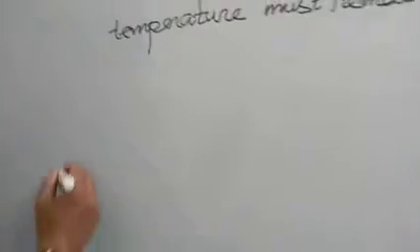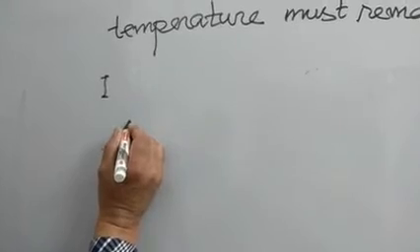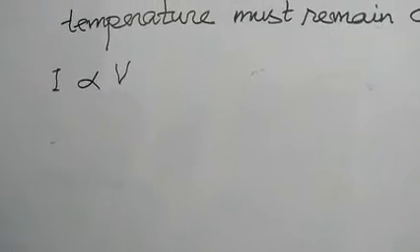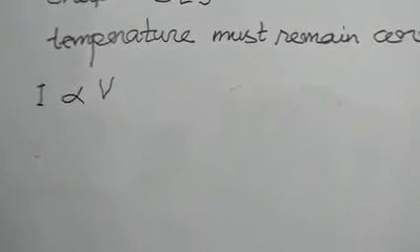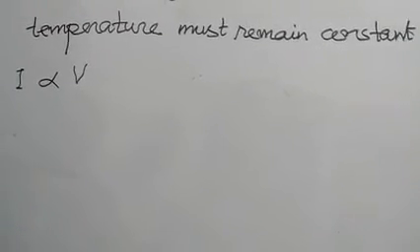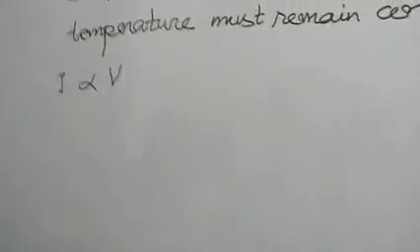So Ohm's law can now be said like this: the current flowing through a conductor is directly proportional to the potential difference applied across the ends of the conductor, provided the temperature remains constant. Provided the temperature remains constant.